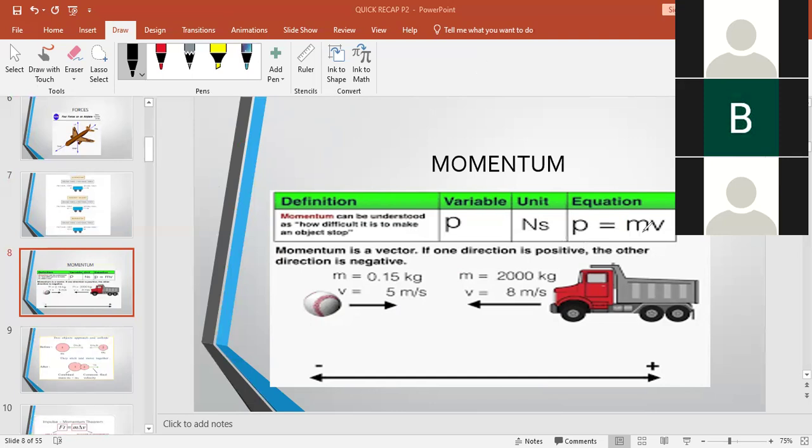So what is the definition of momentum? It is simply defined as the product of mass and velocity. Let's say there are two objects, one is a ball and this one is a truck. When they are moving, if I want you to calculate the momentum of this and this, that momentum will be the before-collision momentum.